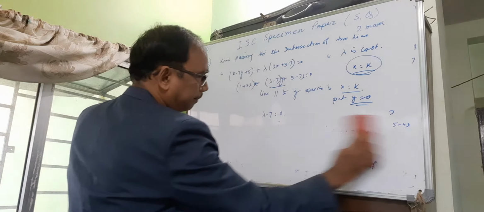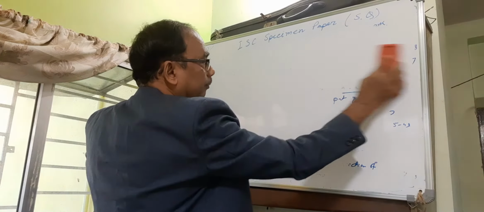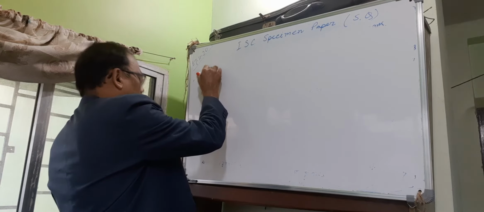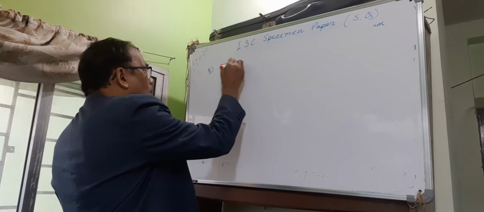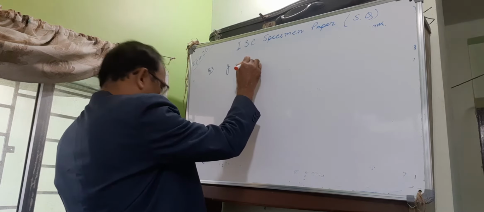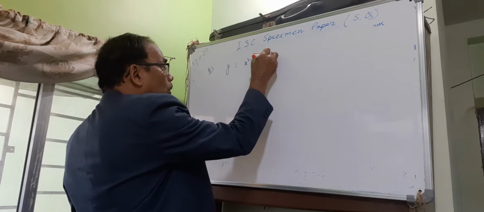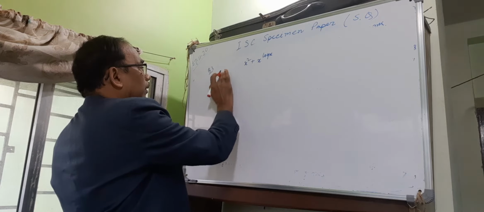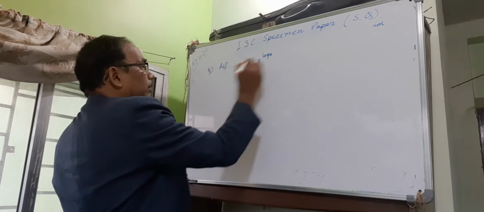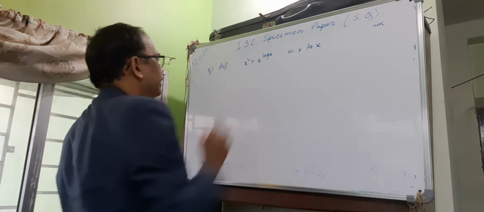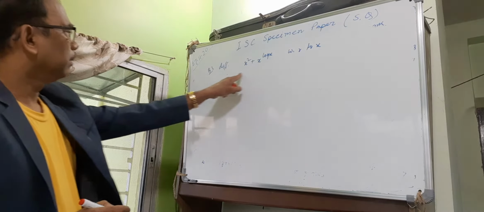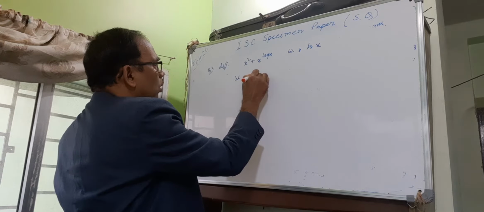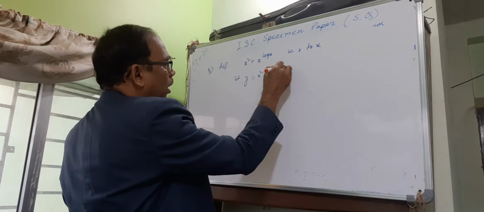Now let's do sum number 3. Here sum number 3: y equals x square plus x to the power log x. Differentiate this with respect to x. Let y equals x square plus x to the power log x.